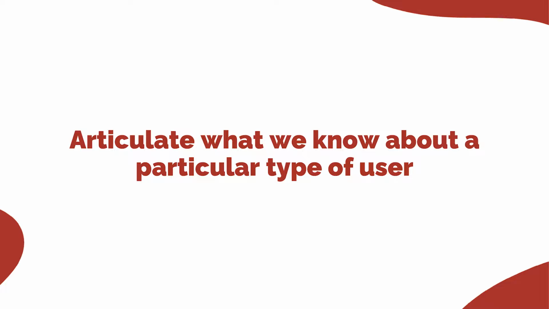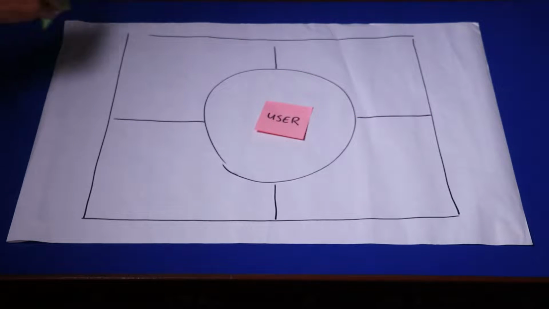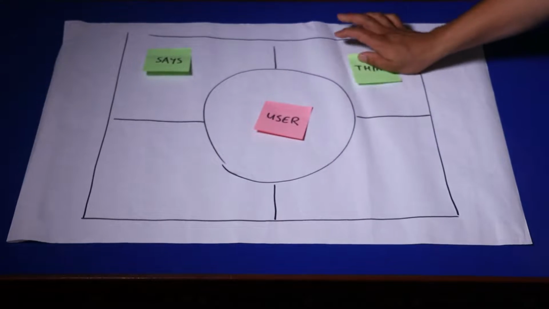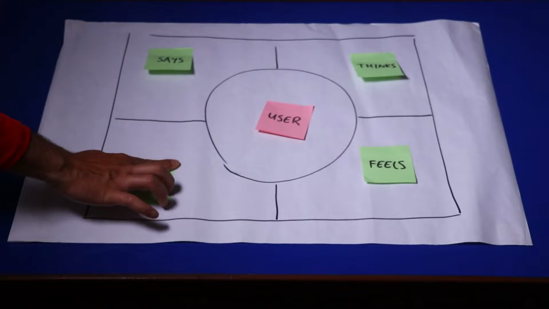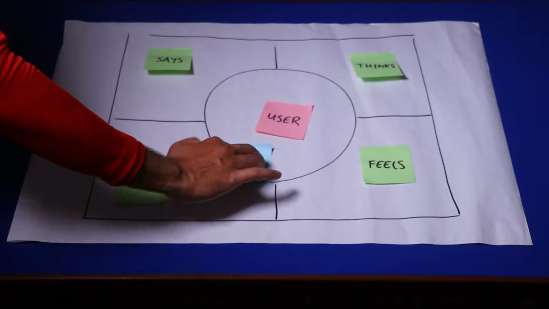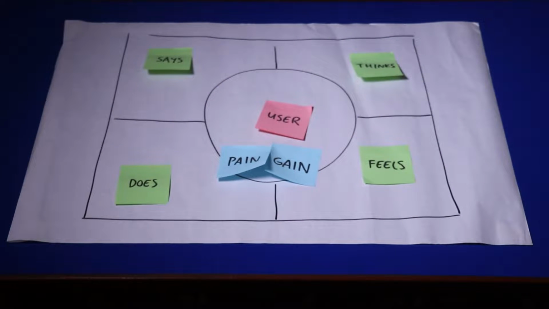An empathy map is used to articulate what we know about a particular type of user. You empathize with the user by figuring out what a user 1 says, 2 thinks, 3 feels, and 4 does. From this, you get a grip on 5, what his or her pains and gains are.